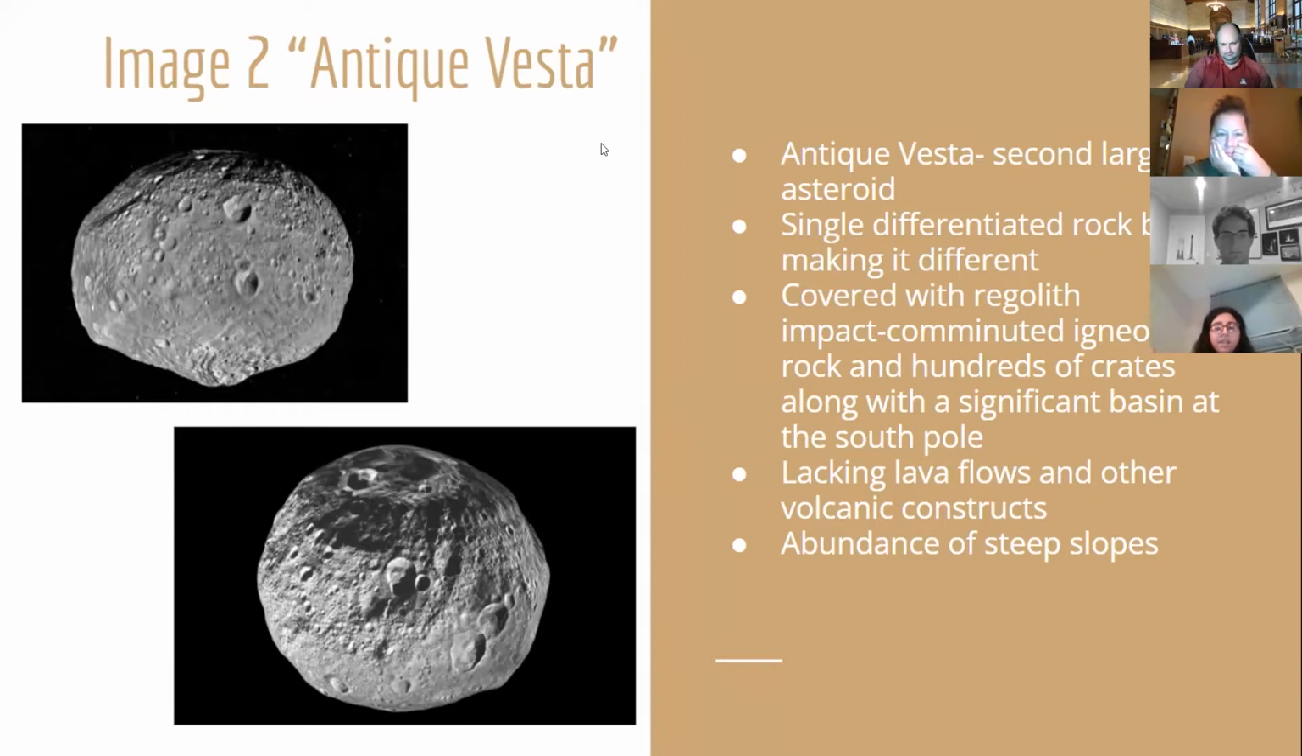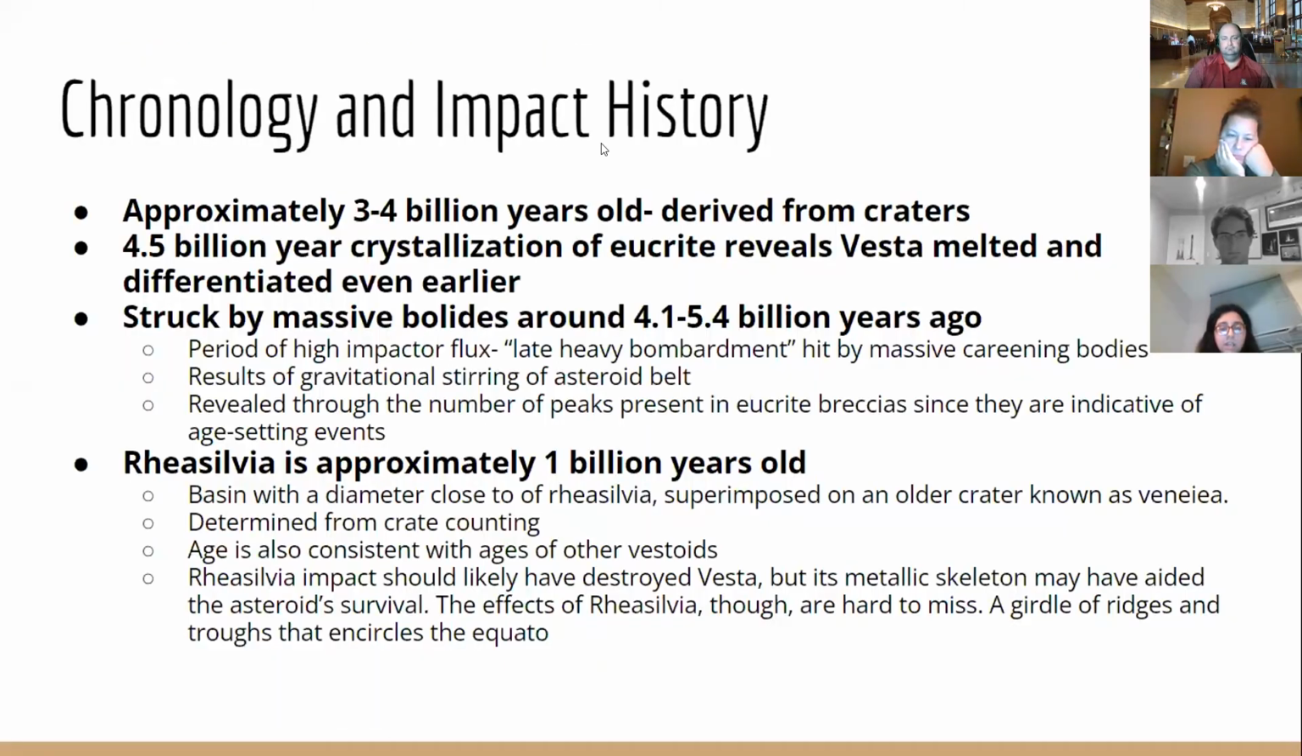It's a single differentiated rock body, which makes it a lot different from other asteroids, because they're usually a bunch of particles fused together. It's covered with regolith. It has a bunch of igneous rock, hundreds of craters, and a very significant basin at the South Pole, which I talk about later. It lacks lava flows and has a lot of volcanic constructs, and there's an abundance of steep slopes.